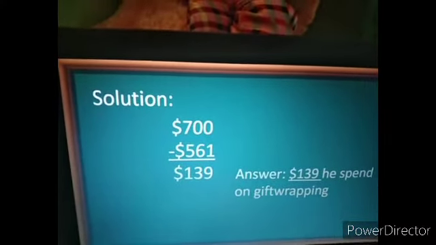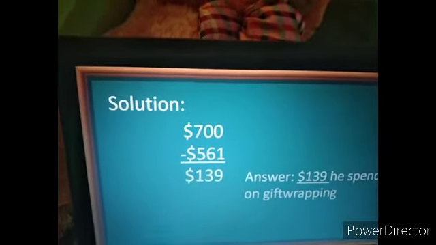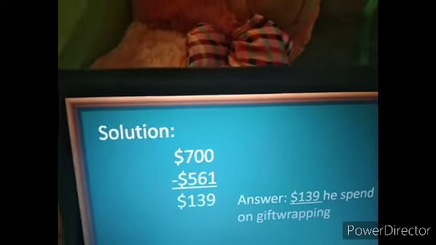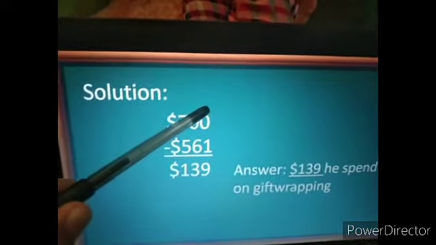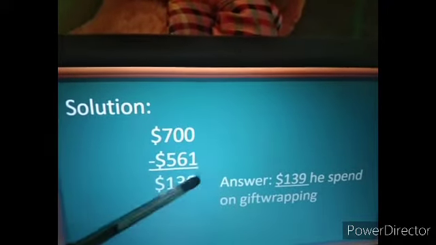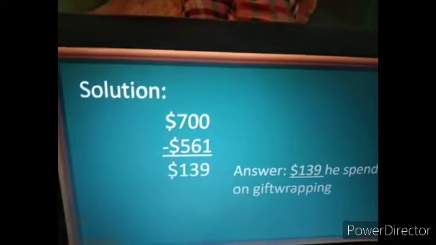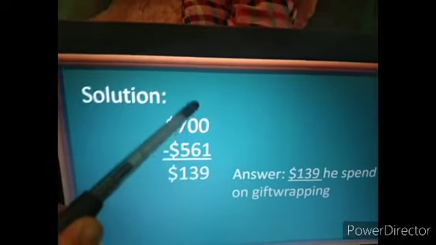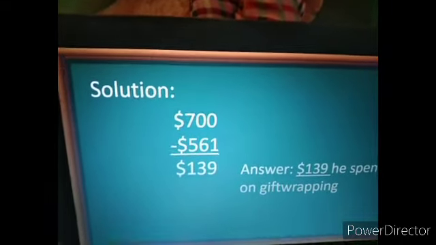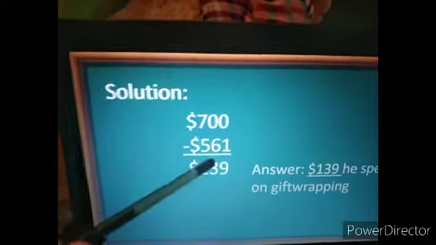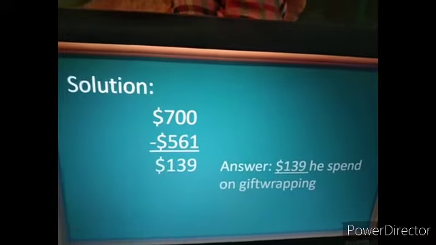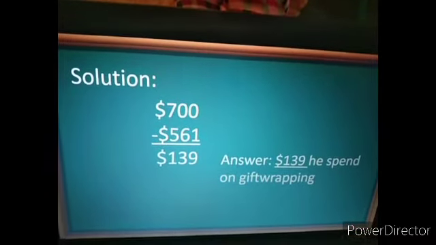So now we're going to solve it. We have 1 here on top. 10 minus 1 is equal to 9. So now we have a 69, so we have 9 minus 6 is equal to 3. And 6 minus 5 is equal to 1. So we have the answer: $139 you spent on gift wrapping.